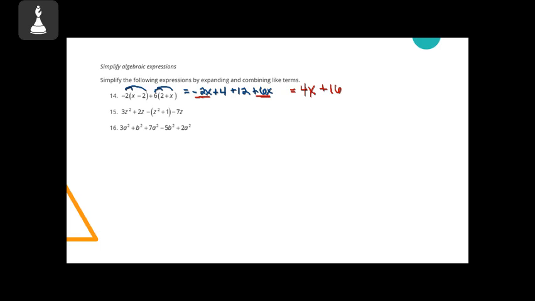All right, 15. I'm going to start with that distribute here. I need to distribute a -1. It is invisible there, but I need to distribute it. So 3z squared plus 2z, and I'm going to distribute that in. -1z squared, -1 times 1 is -1, and then minus 7z. So now I'm going to look again for terms that are matching. So I have 3z squared and -1z squared. So if I have 3 and I take away 1, that leaves me with 2z squareds.